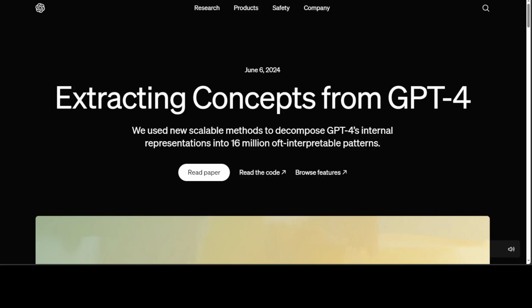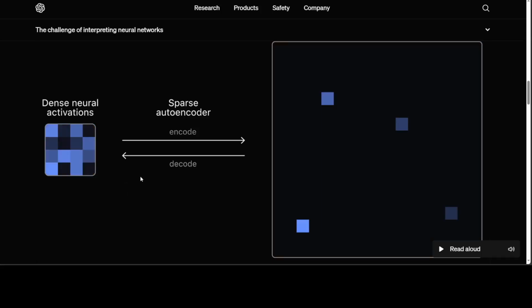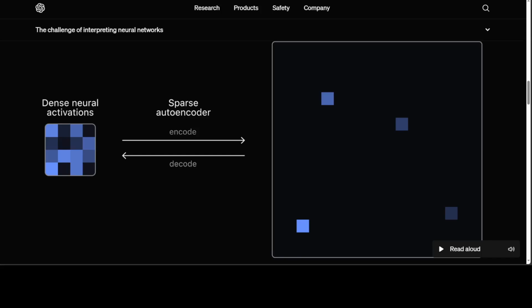In this video, I will be showing you this effort, what exactly OpenAI has done here to answer some of the questions which are still really confusing the researchers out there. If you look at this diagram, this is where they are talking about dense neural activations and how a sparse autoencoder is encoding and decoding the output by activating specific pieces of information within its data corpus. Let me try to explain in simpler words.